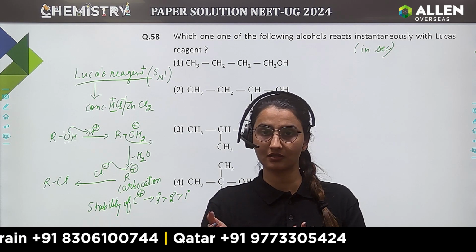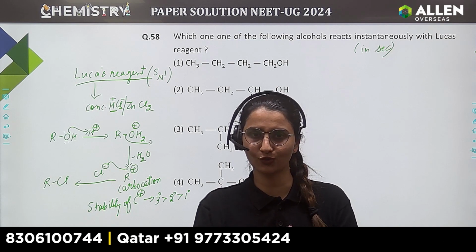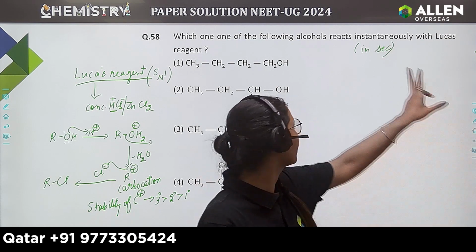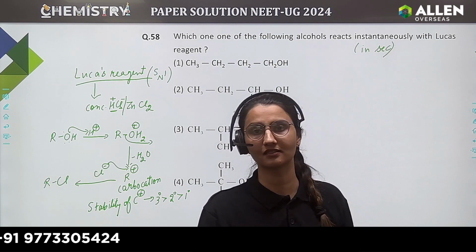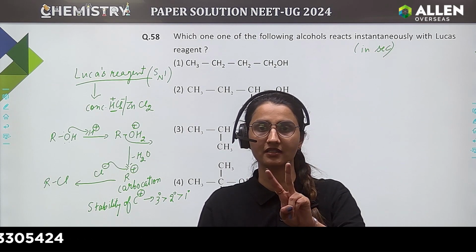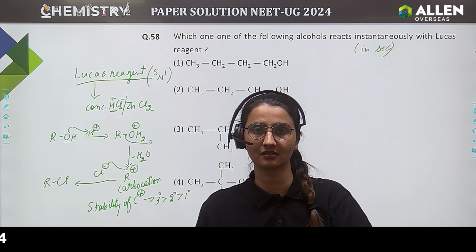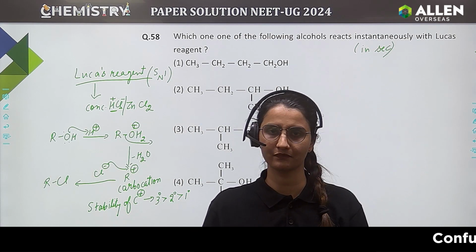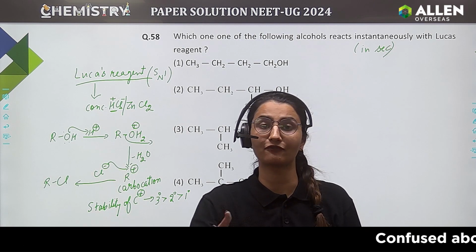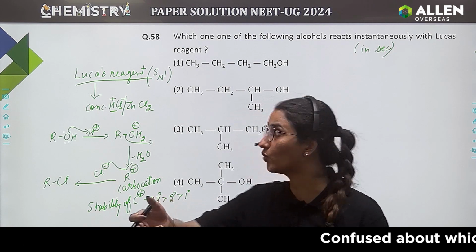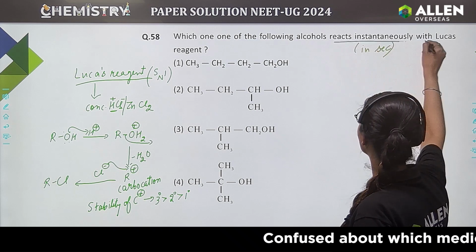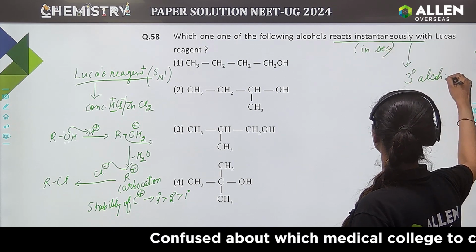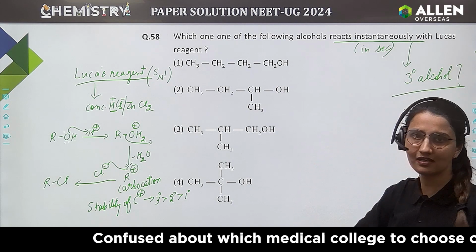So, 3 degree alcohol with Lucas reagent gives turbidity in seconds, instantaneously. 2 degree gives turbidity in a few minutes. 1 degree, no reaction, or we say turbidity in hours. So what do I have to check? I have to check which is my 3 degree alcohol. That will be my answer.